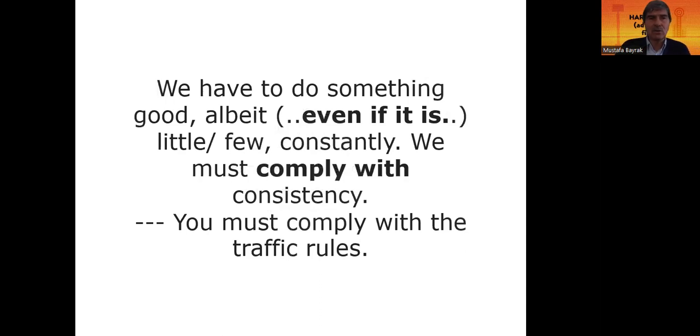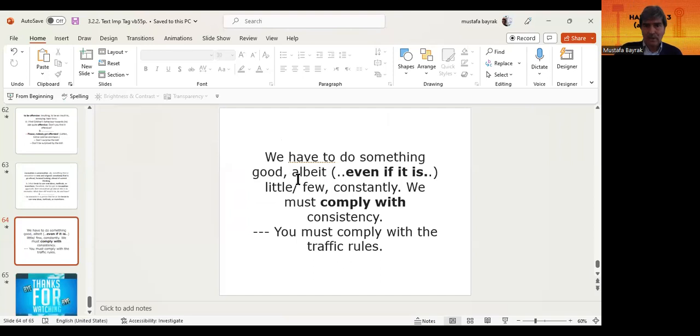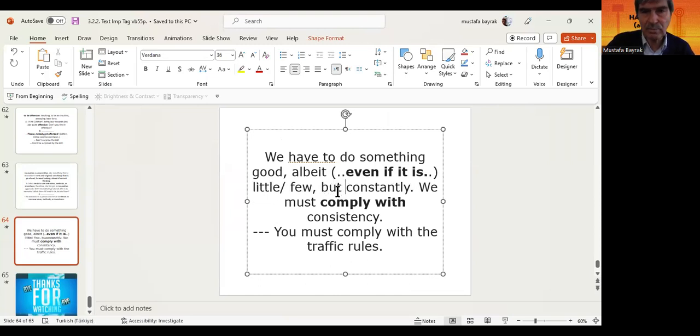We have to do something good, even if it is little. Abide little, few, but constantly. We have to do something good, little or few, but constantly, permanently.